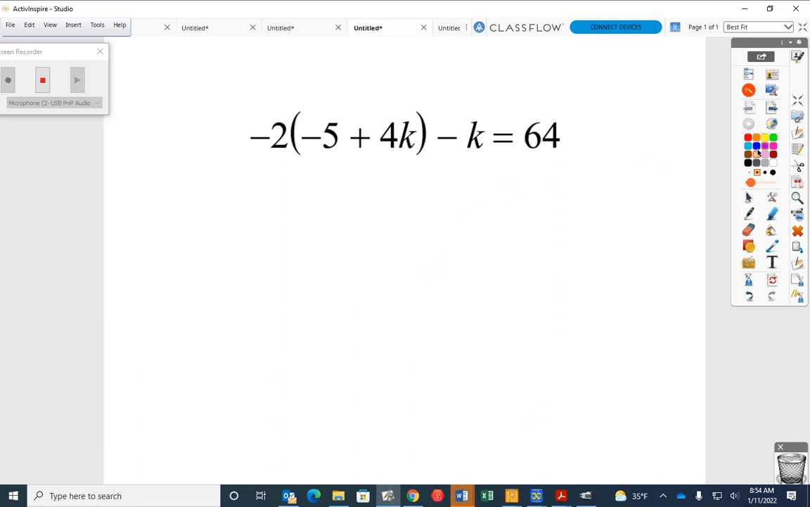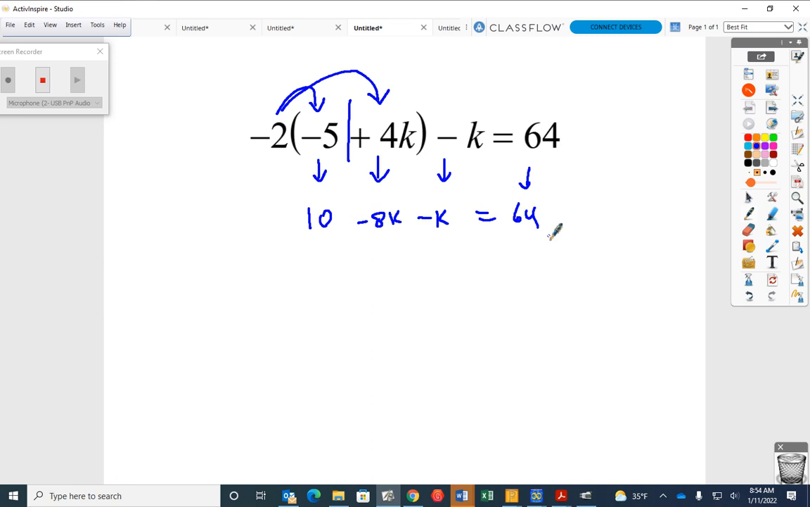So I'm going to separate these terms. Now, what is negative 2 times negative 5? Thank you. That's a 10. And what is negative 2 times positive 4k? Negative 8k. Now, did I do anything with this other stuff? No. So I do what? Bring it down.